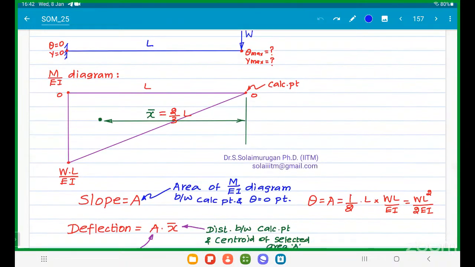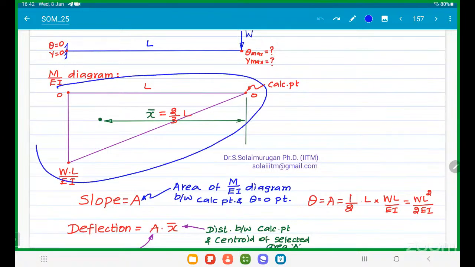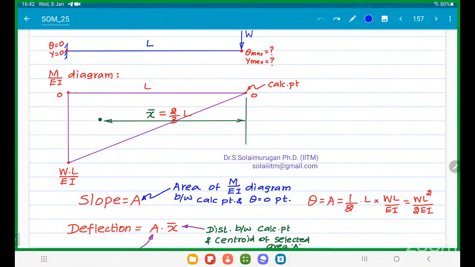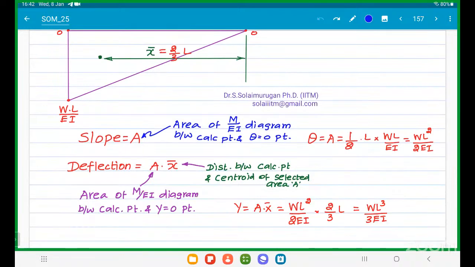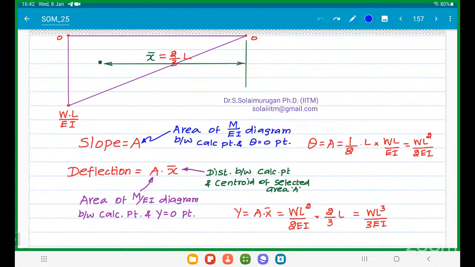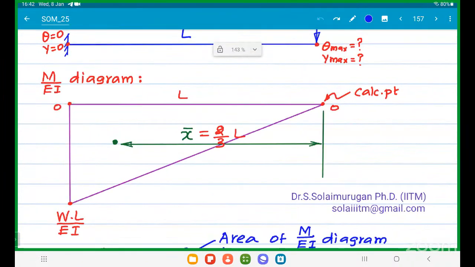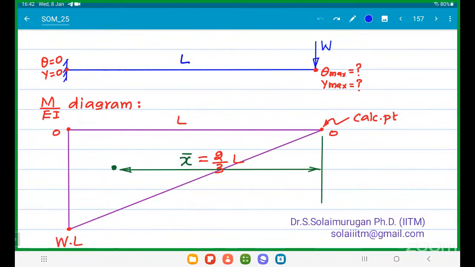So this is not a bending moment diagram. This is the M by EI diagram. So notice carefully. First time I will explain fully. Sir, where do you want the slope? I want slope here. Why do you want the slope in that location? Sir, in that location only the slope will be maximum.